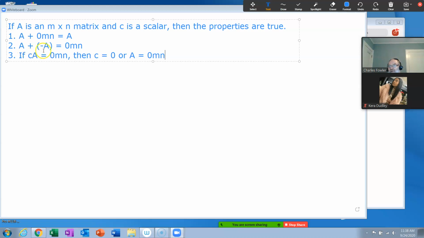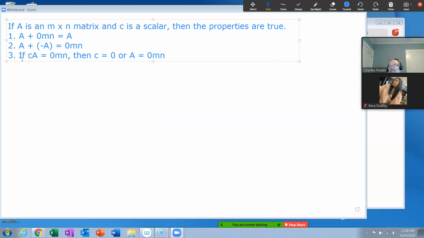The second one here is saying that negative A is the additive inverse of A, which makes sense. It's the opposite of A, because the two of them add to be the 0 m by n matrix. The 0 matrix is m by n size. Just like 17 plus a negative 17 equals 0, 17 and negative 17 are additive inverses of each other.